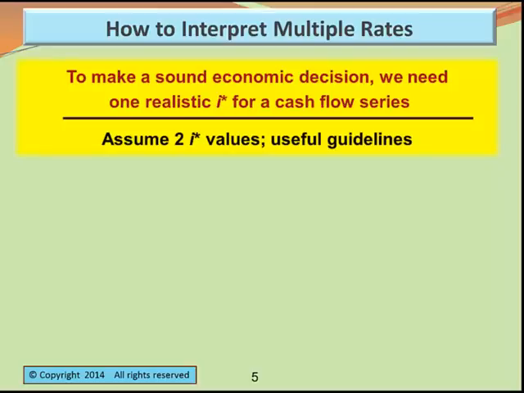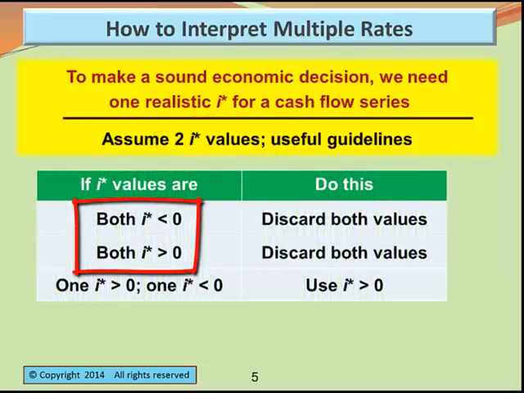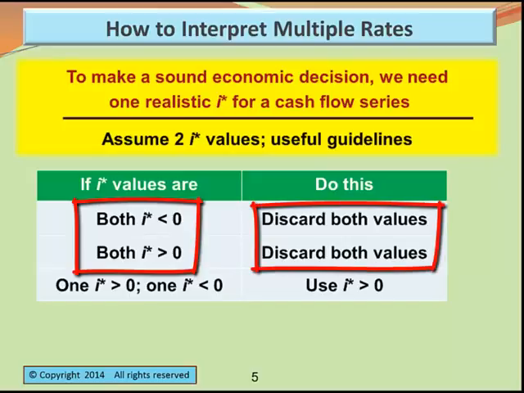What should we do with multiple roots? Let's assume there are two real number roots. Here are some guidelines. If both I* values are negative, or both are positive, discard both of them and use one of the techniques that follows to obtain a unique I*.